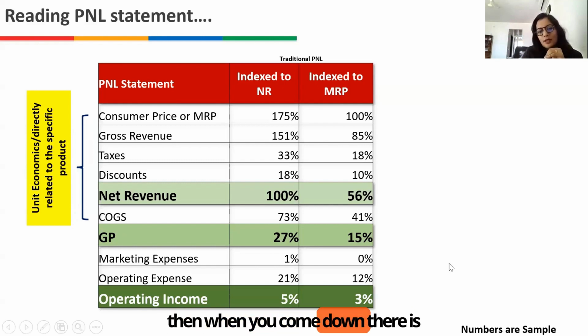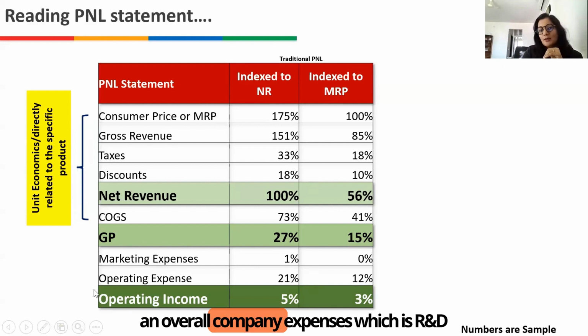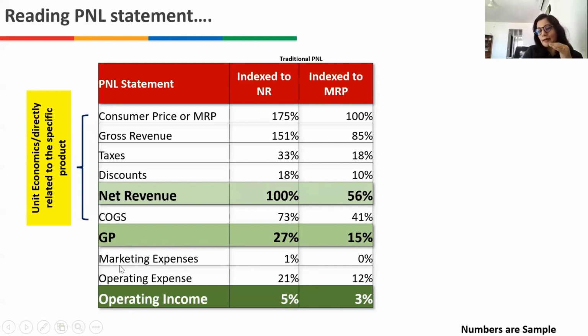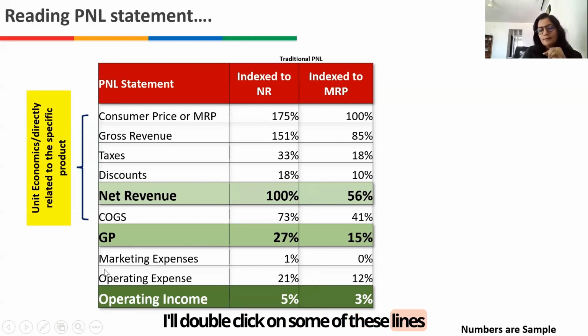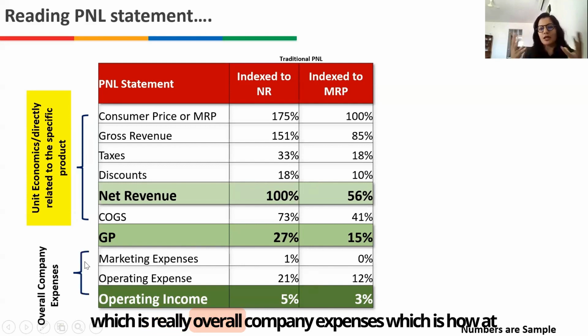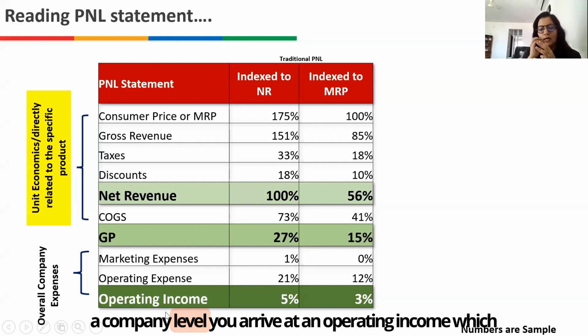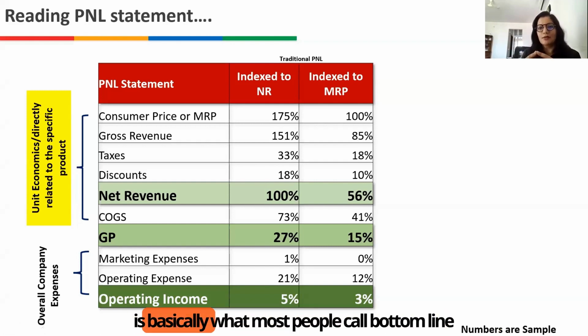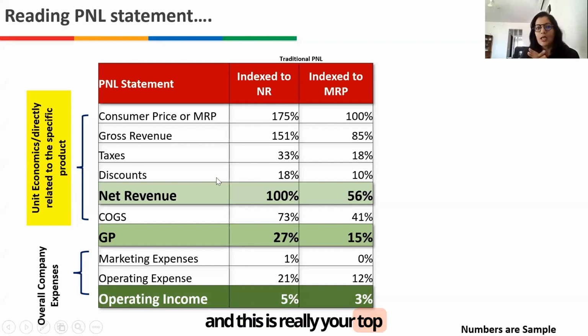Then when you come down, there are overall company expenses, which are R&D, and I'll double click on some of these lines. There is R&D, there is marketing, there is people cost, which are overall company expenses. That is how at a company level you arrive at an operating income, which is what most people call the bottom line, and this is really your top line.